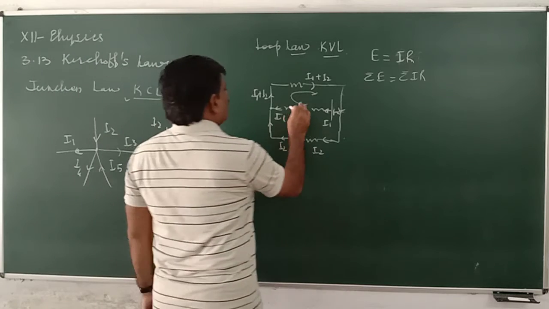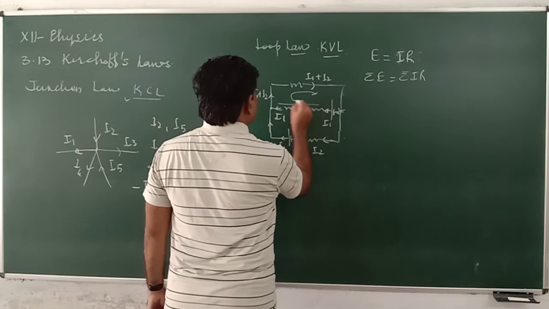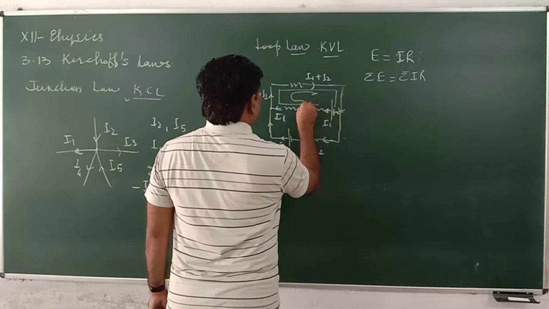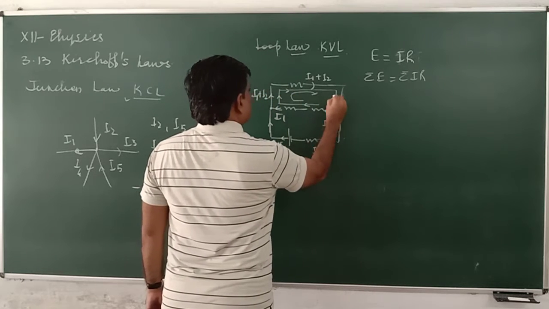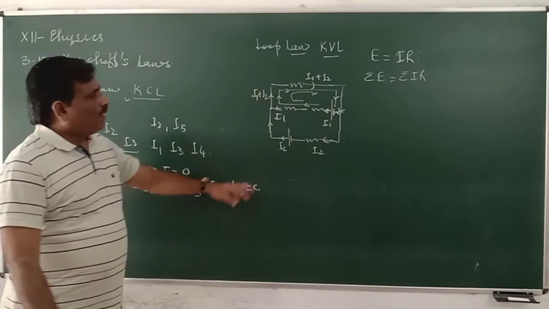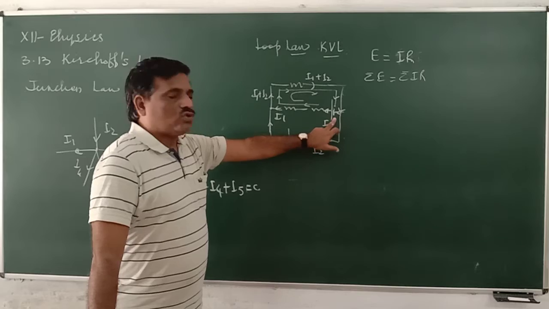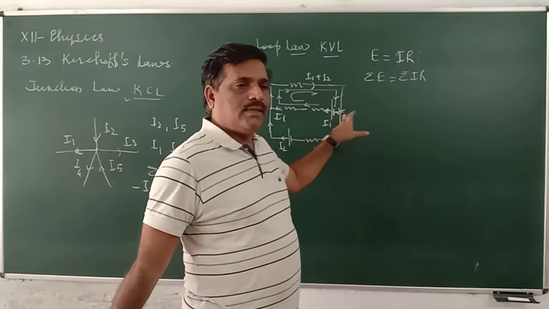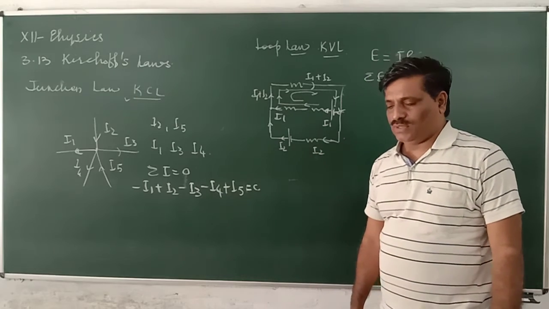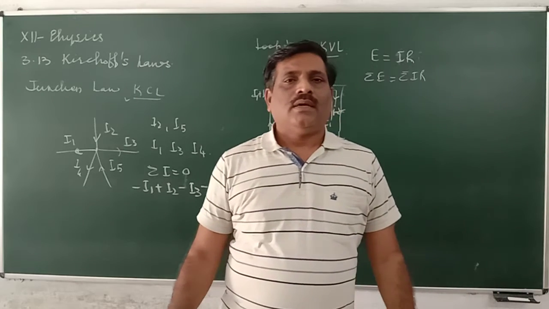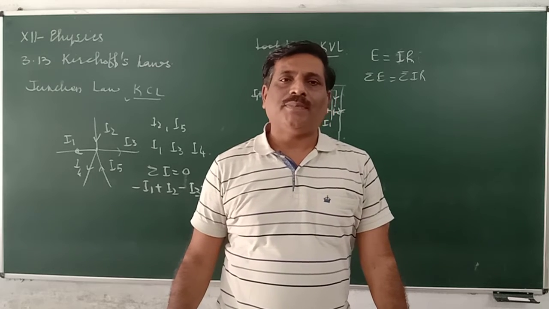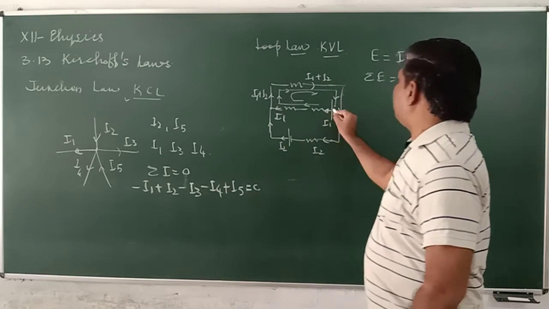What does it mean? Let me make it simpler. This is the way I am tracing this loop. This tracing is called clockwise tracing. Now see, if the source is sending current in the direction of the traced loop, it is considered positive. Once again, if the source is sending current in the direction of the traced loop, it is considered positive.